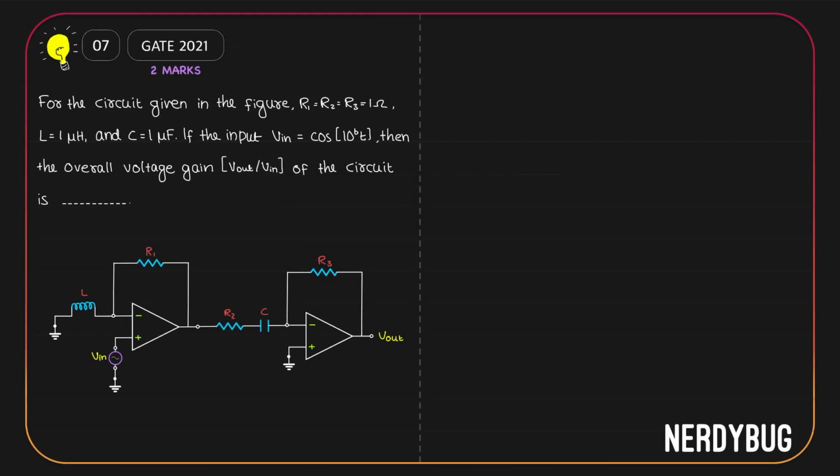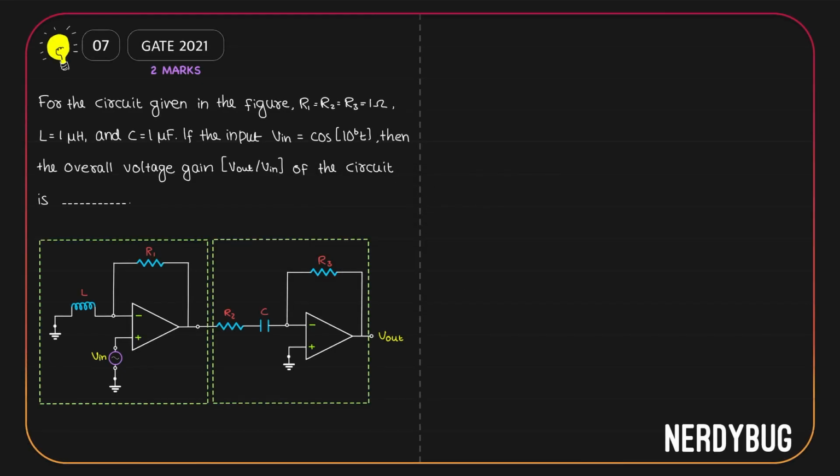Let us start by dividing the circuit into two. For the first part, input is given at the non-inverting terminal and we have a negative feedback. So we can consider this as a non-inverting amplifier. Let us take its output to be VO1. Now, the output of the first part is fed into the negative terminal of the second OpAmp through a resistor and a capacitor. Here also we have a negative feedback. So we can consider the second part to be an inverting amplifier.